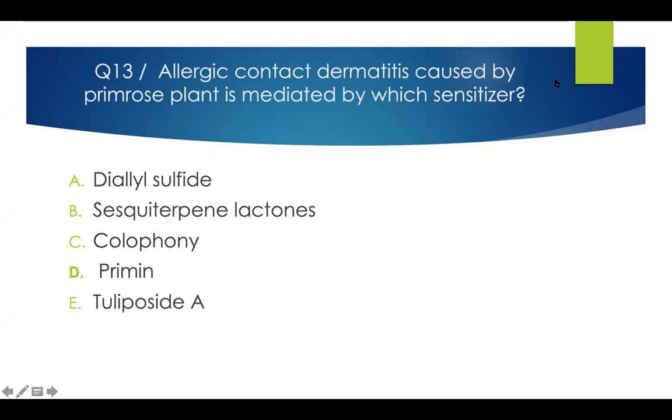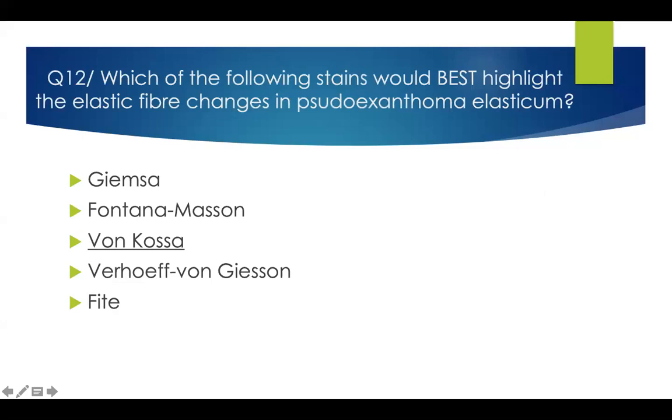Question 13. Can I ask a question about the previous question? I initially got it wrong on the test, because in PXE you have calcification of the elastic fibers, so you want to see the calcium, correct? That's why you're using von Kossa, versus VVG, which only stains the elastic fibers black? Yes, it does stain, but we want it to be very specific for pseudoxanthoma elasticum. When you put the von Kossa, it will stain lots of other things as well, so it will not be that specific for it. It will highlight the elastic fiber, but it will not be that specific for it.